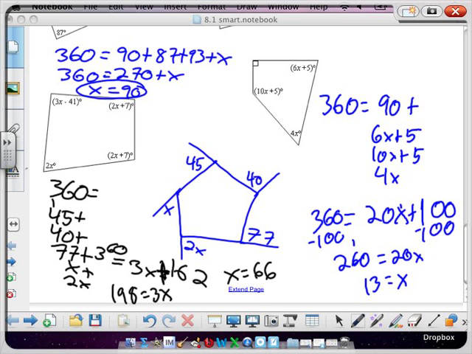I just know the exterior angles add up to 360. So I added all these things up, and I got 3x plus 162. Subtract 162, divide by 3. Wait, hold on. Exterior angles equal 360. Yeah, I get that. So I said 45 plus 40 plus 77 equals 162. 2x plus x equals 3x.